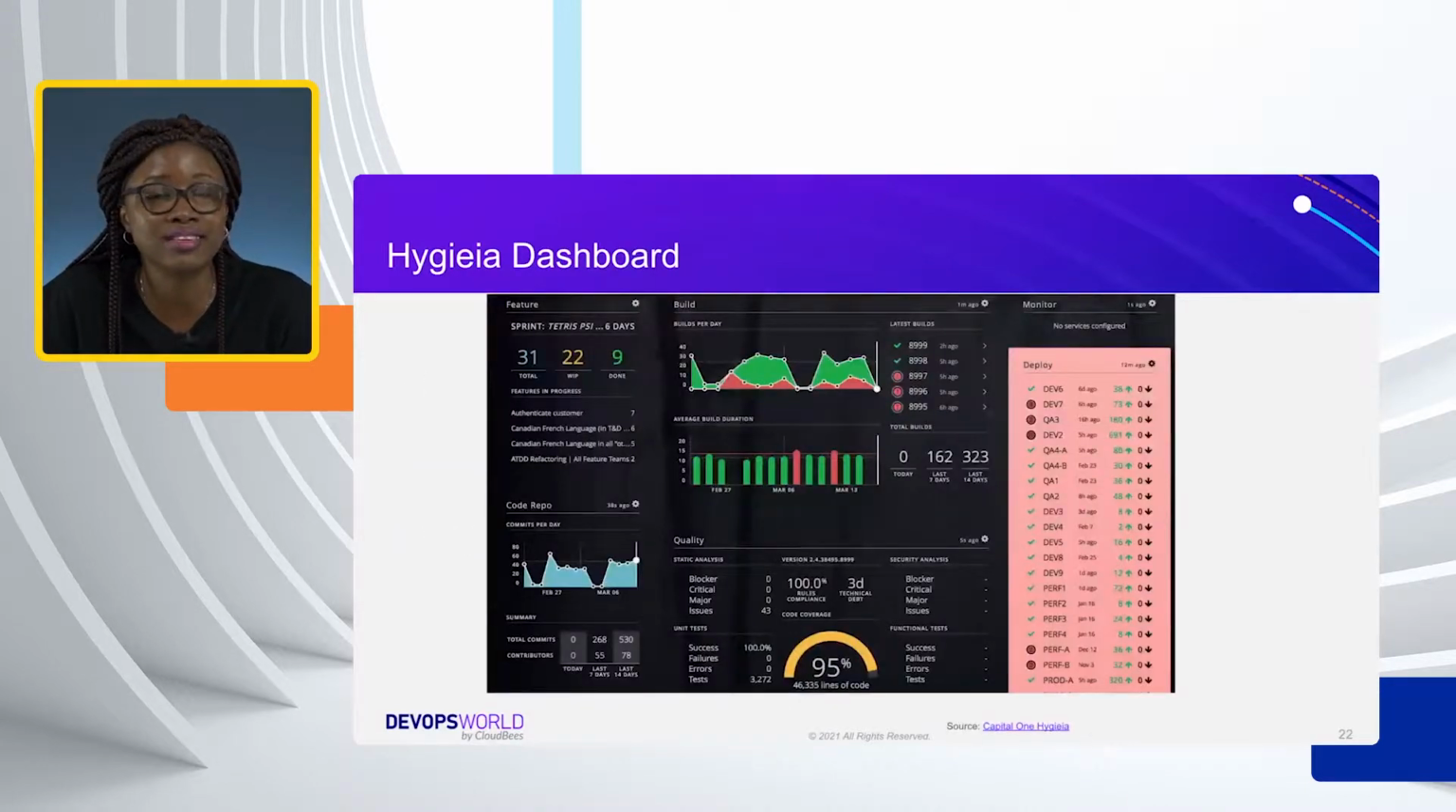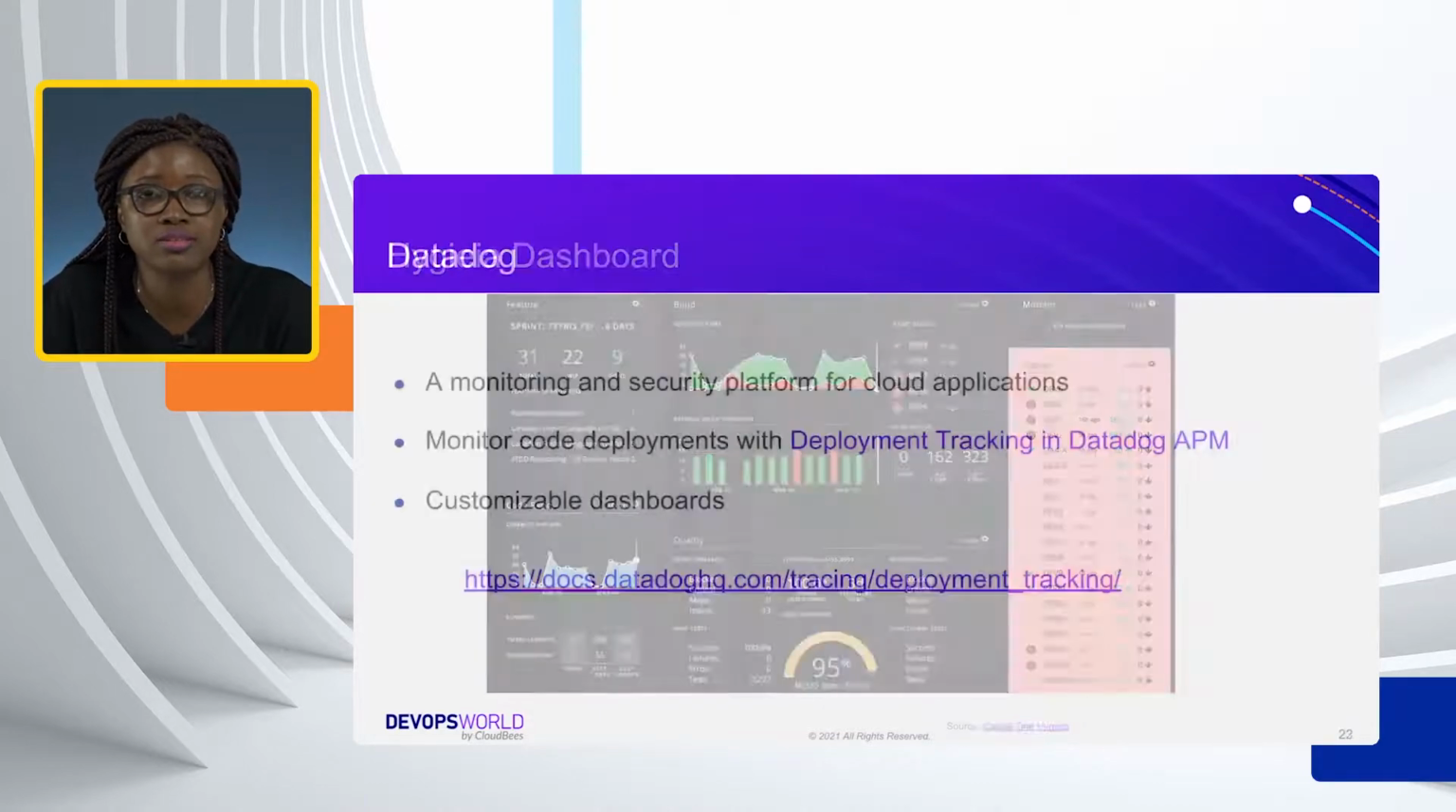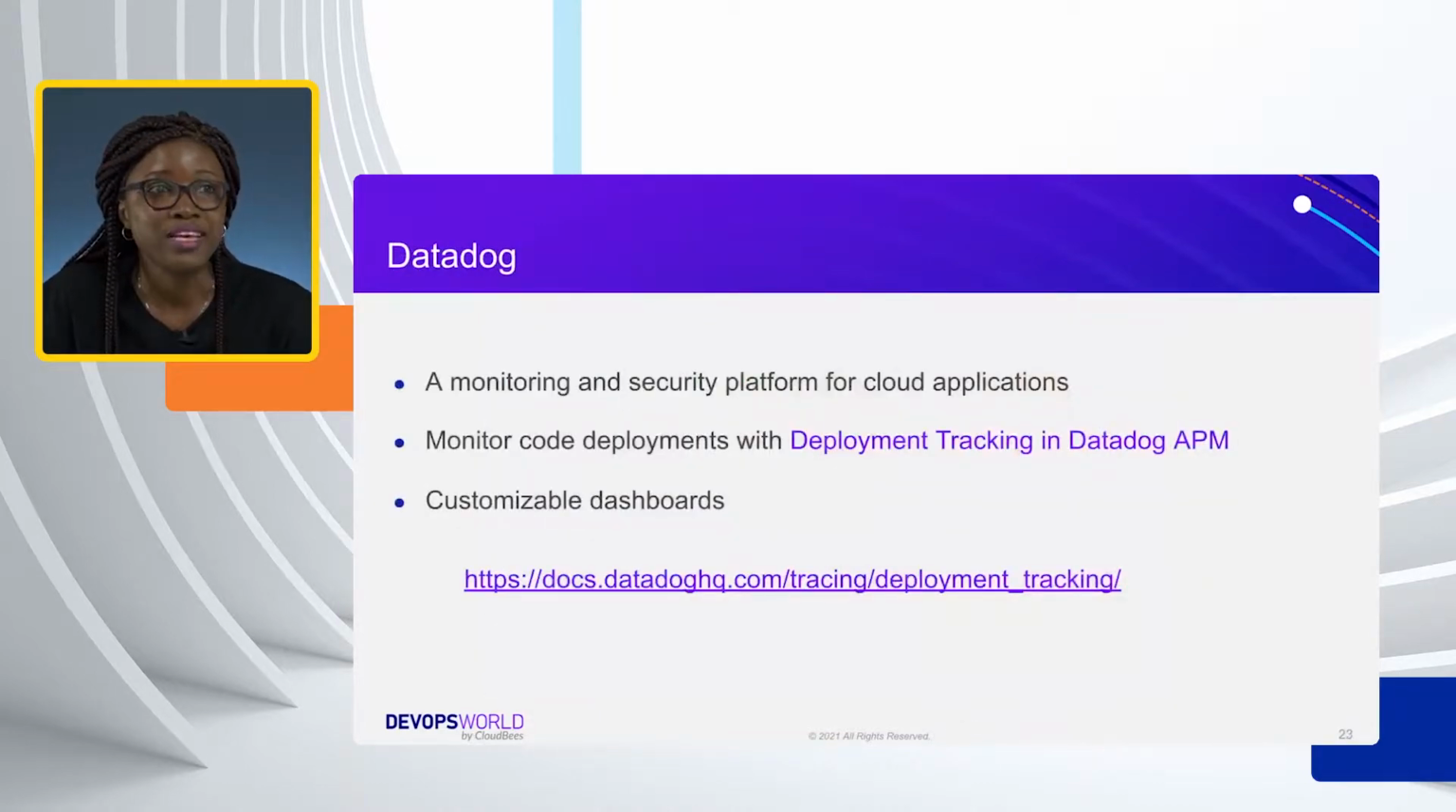You can get started by going to the GitHub repo, cloning it, and going through the guide on how to set it up in your environment to get your metrics as well. This is a sample of the IGR dashboard that shows us the builds per day, commits per day, and a lot of other things. The next tool is Datadog.